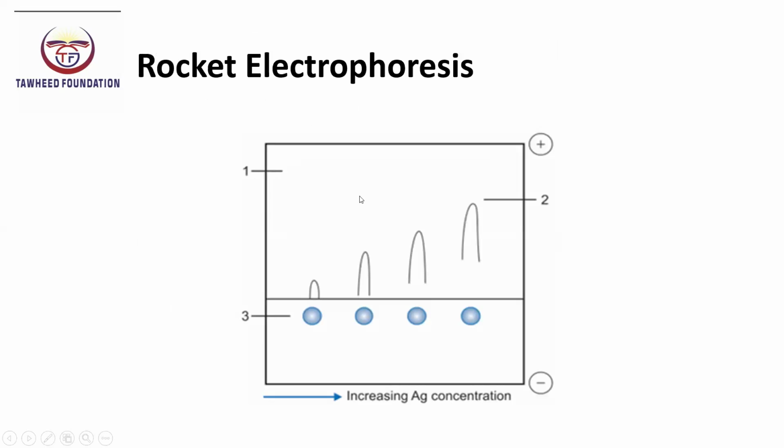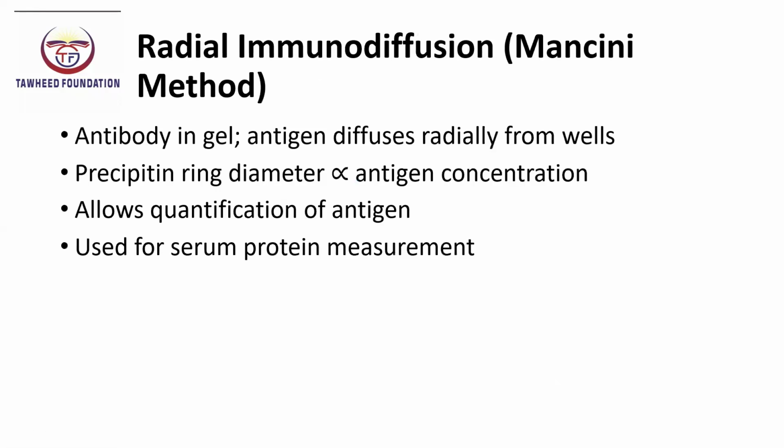Rocket electrophoresis combines immunodiffusion with electrophoresis. The antigen migrates through antibody-containing gel and forms a rocket-shaped precipitation zone. The height of each rocket corresponds directly to antigen concentration, making it a quick quantitative immunological technique. So, as you can see in this figure, rocket electrophoresis combines immunodiffusion with electrophoresis. This is also important for exam purposes.